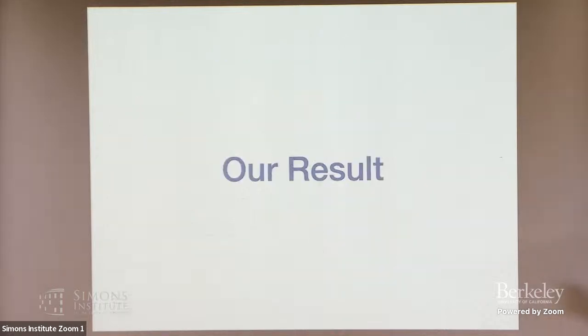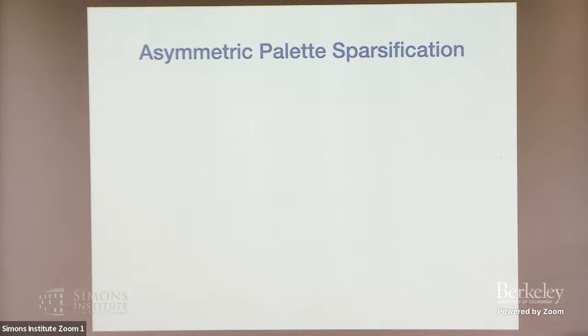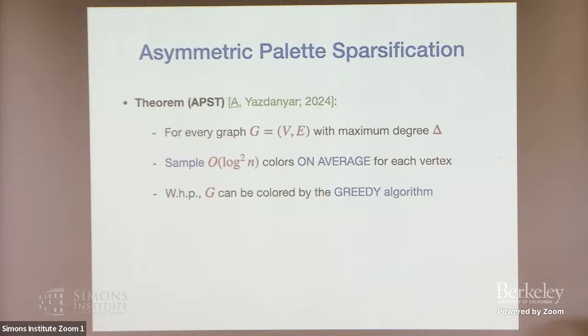So basically, as a gift to you, let me try to give you a 5-minute proof of this simpler version, okay? Good. So what is the simpler version? Let's introduce some asymmetry. And this is the result we are proving. I'm going to show we can sample log square n colors on average for each vertex. And then the greedy algorithm itself will just color the graph, okay?